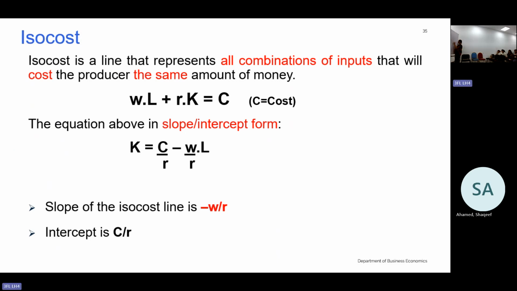On this side, the intercept is given by cost divided by wage rate. You are not taking any capital but only buying labor. That means your entire cost is allocated for labor. So the cost divided by the price of the labor, which is the wage rate. 4,000 divided by 200, you get 20. This is your isocost curve. So how do we find the isocost? These two intercepts, C divided by R and C divided by W. Understood?